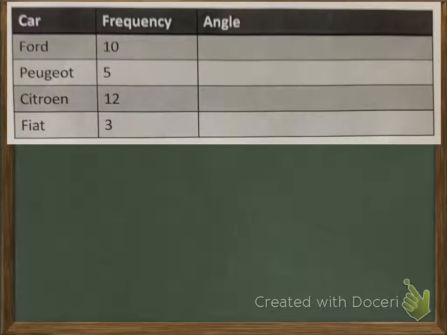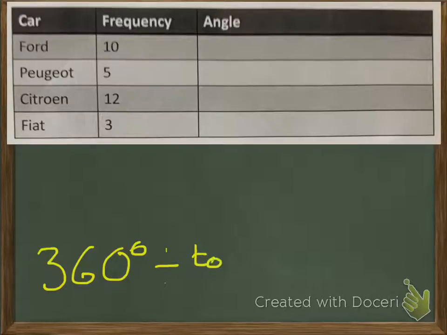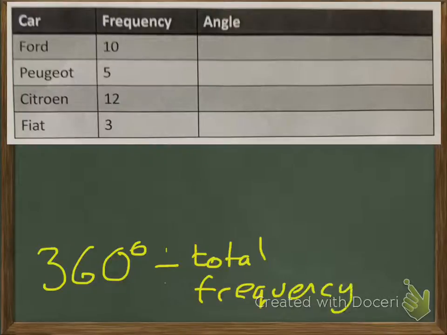So the first thing that we're going to do is try and calculate what size each section is going to be on the pie chart. Now in order to do that we need to use the fact that a circle has 360 degrees. And we're going to divide that by what's called the total frequency. Now the total frequency is just how many things in the survey. So in this case, how many car drivers were asked.